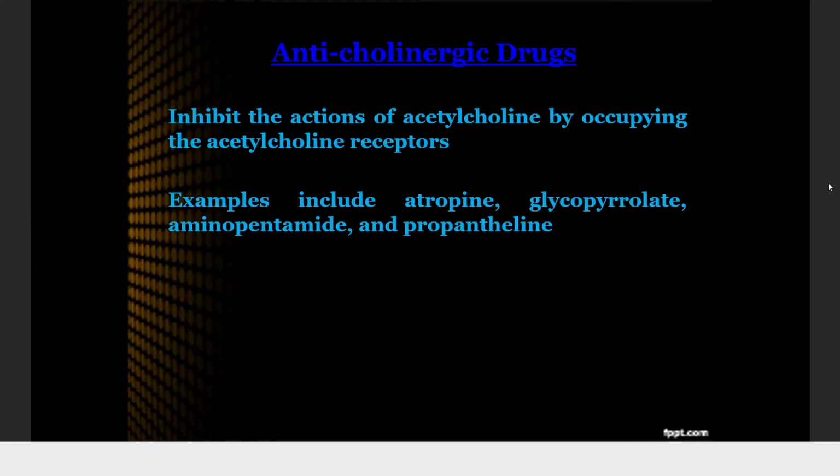Third, clinical use as an antidote for overdose of cholinergic agents, like organophosphate poisoning. Like I said just now, the soldiers coming back from the Vietnam War used atropine as an antidote to reverse the effects of cholinergic agents.